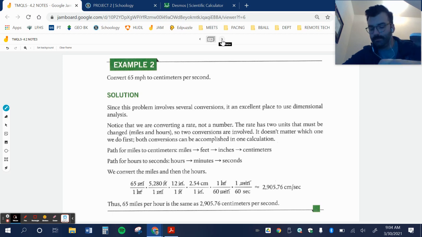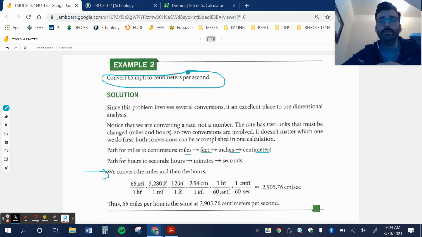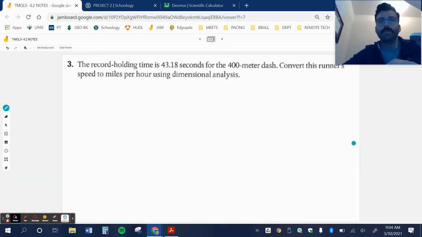All right. This next example looks at 65 miles per hour to centimeters per second. So it's a double conversion where we have to convert miles and then hours. So notice how, in this conversion here, the path from miles to centimeters, I went miles to feet, feet to inches to centimeters, and hours to minutes to seconds. So in this one, we actually have to think about 2 different pathways to get to our answer. All right. Take a look at that work. Let's keep going.